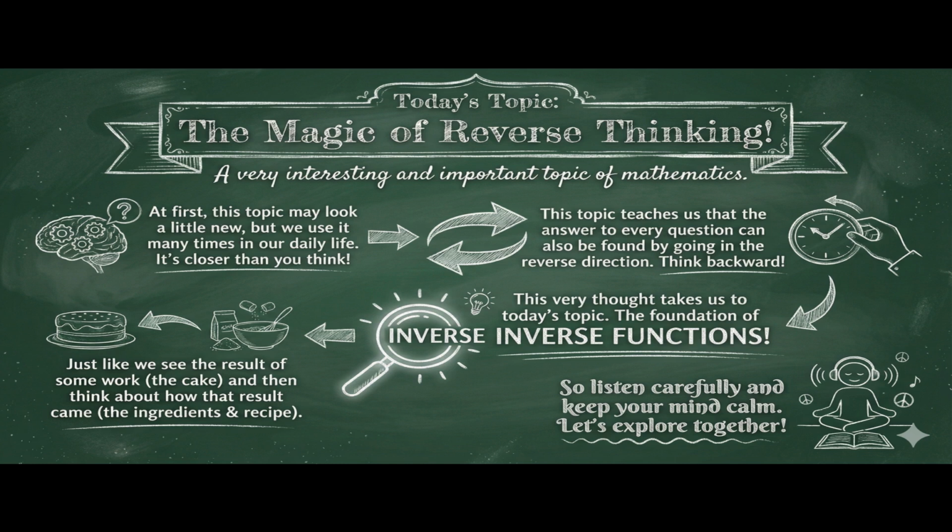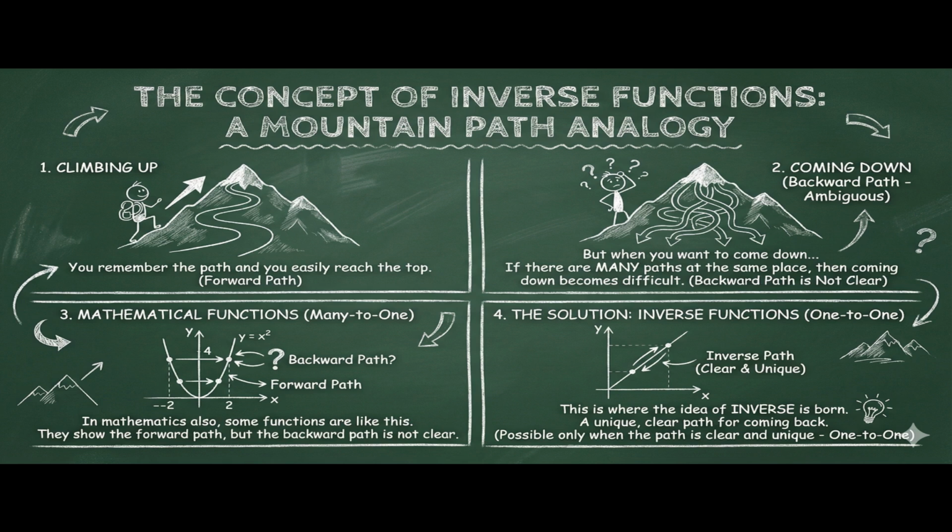Now let us begin with a small story. Suppose you are climbing a mountain path. You remember the path and you easily reach the top. But when you want to come down, it is possible only when the path is clear and unique. If there are many paths at the same place, then coming down becomes difficult. In mathematics also, some functions are like this. They show the forward path, but the backward path is not clear. This is where the idea of inverse is born.